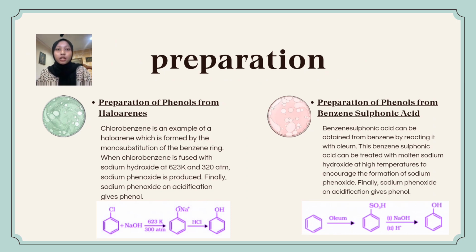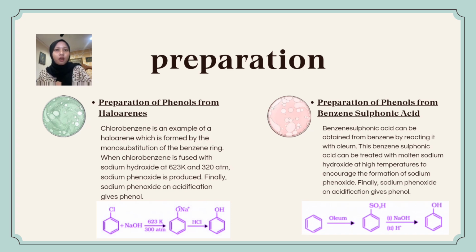For the first preparation, it is preparation of phenol from haloarene. So basically, chlorobenzene is an example of a haloarene which is formed by the monosubstitution of the benzene ring. When chlorobenzene is fused with sodium hydroxide at 623 K and 320 atm, sodium phenoxide is produced. Finally, sodium phenoxide on acidification gives phenol. This is the first equation for the first preparation.